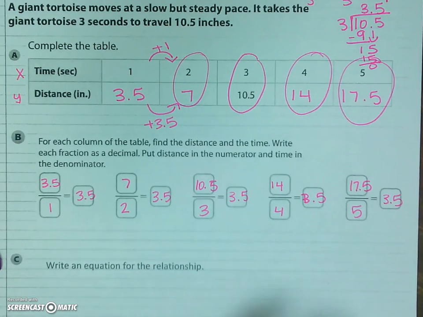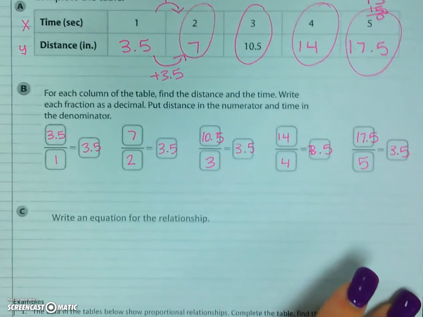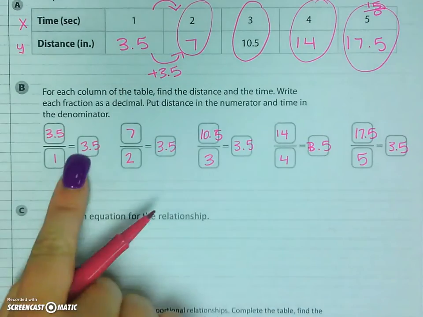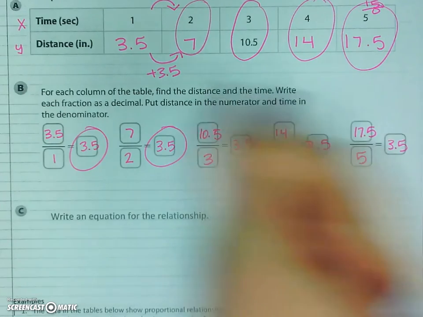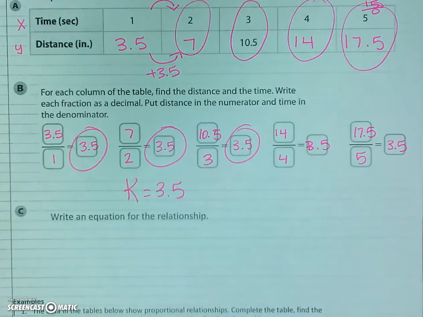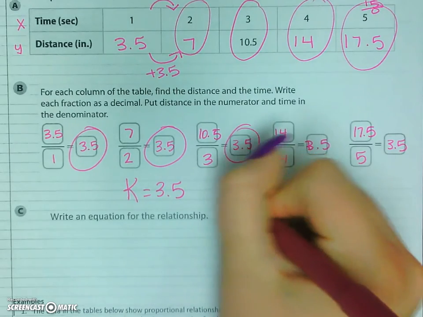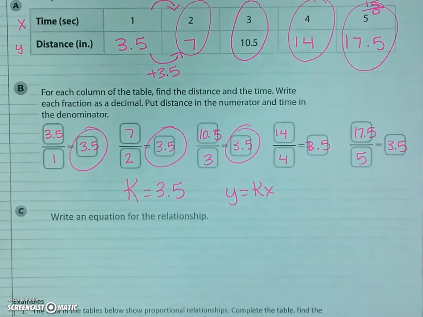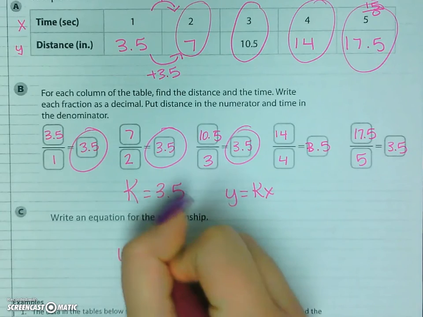So now to write the equation for this relationship. My k for this question was this 3.5. This is my k. So when I want to write my equation, I'm going to use the form y equals kx. So it's just y equals 3.5x.